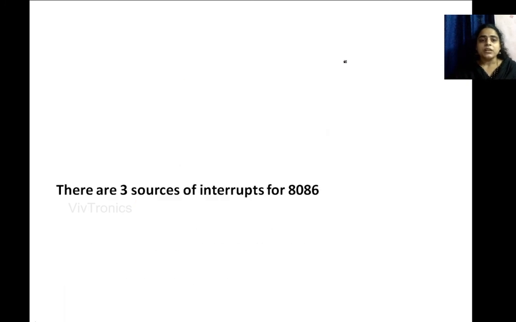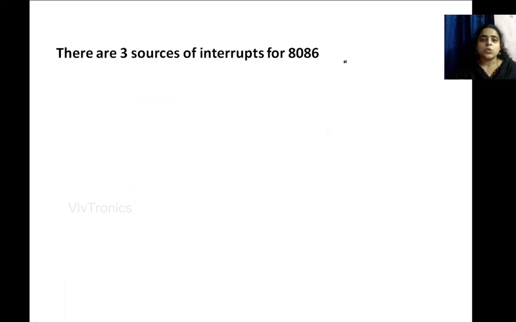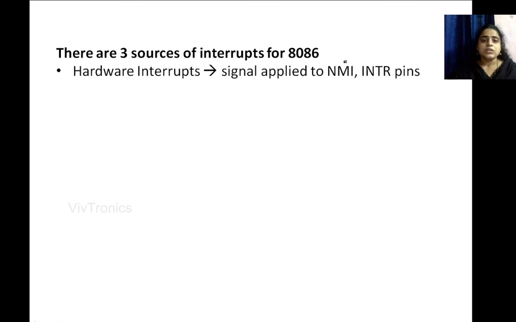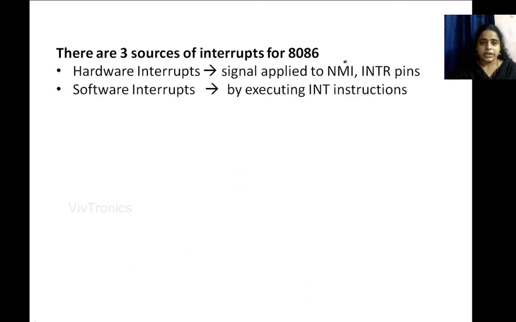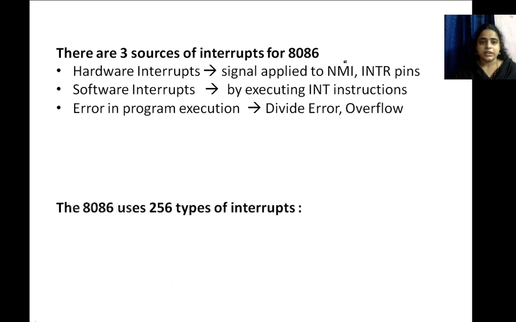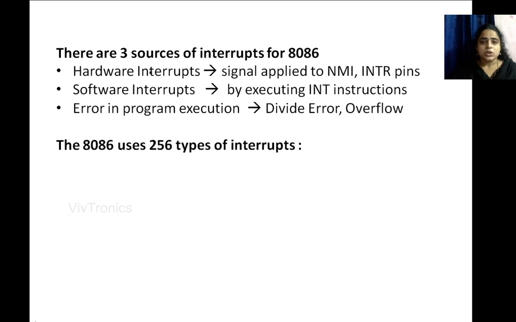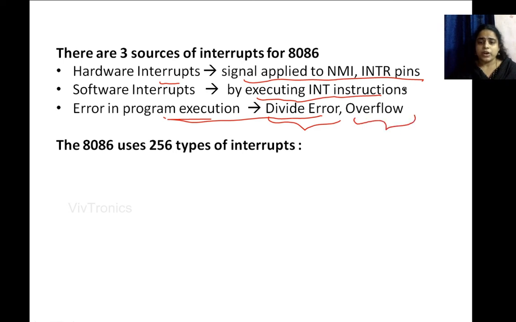There are three sources of interrupts in 8086. We have already seen them: hardware interrupts, software interrupts, and errors in program execution. Hardware interrupts means that we apply signals at the NMI and INTR pins. Software interrupts means executing INT instructions, and errors in program execution include divide by 0 error or any overflow error.